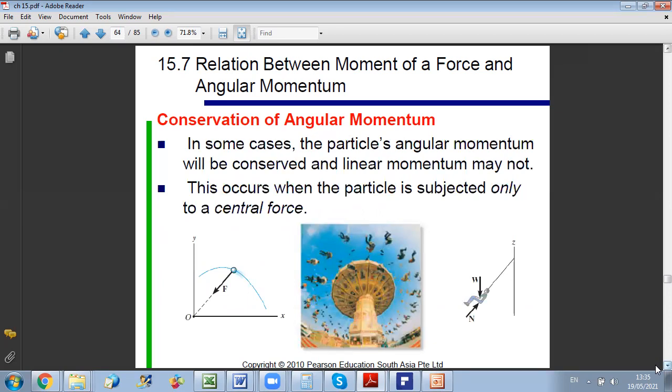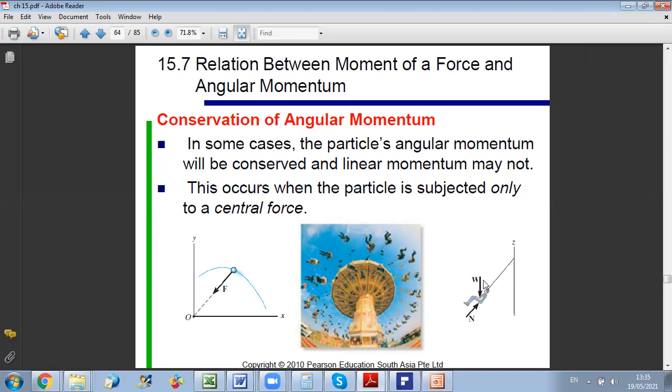Let us now do some examples to practice conservation of angular momentum. In general, whenever you have a central force, think about conservation of angular momentum. Why? Because at any position your force is passing through one point, meaning this force will never have a moment about O. So in central force motion you can say we have conservation of angular momentum.